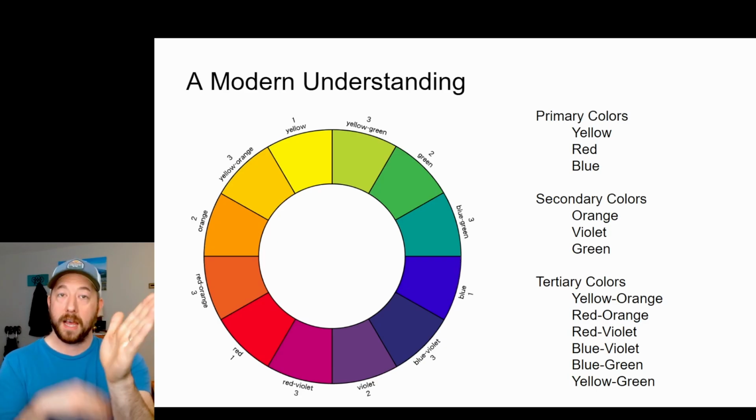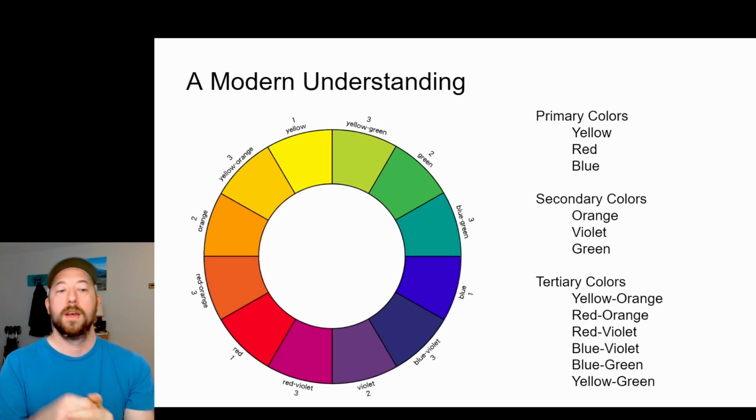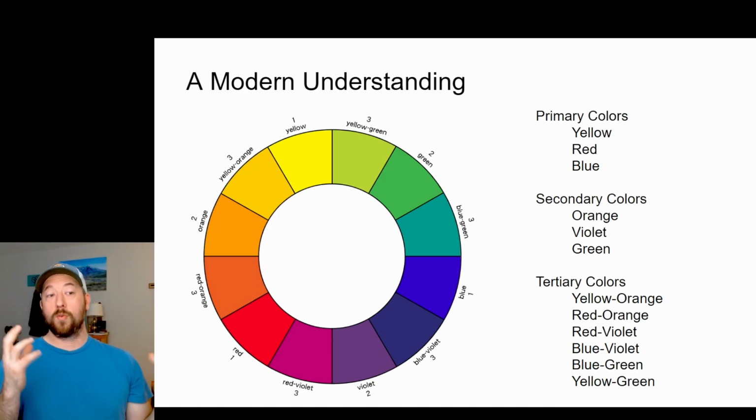So for instance, yellow and green have yellow-green between them. Green and blue have blue-green between them. Blue and violet have blue-violet, and so on. So this is our red, yellow, blue color wheel that we traditionally are used to using.